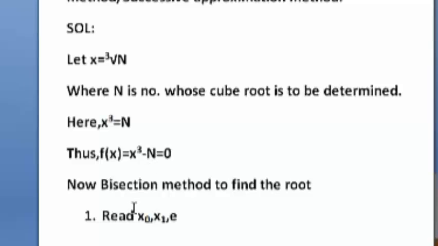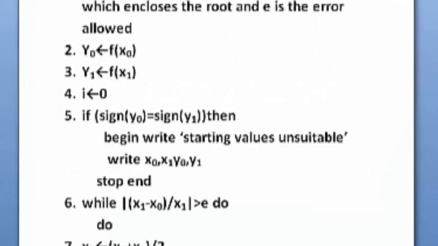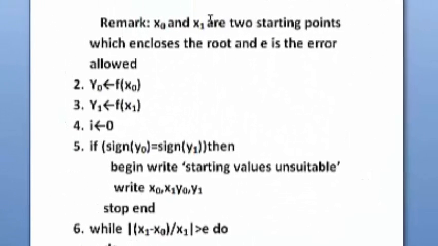The algorithm is as follows. First of all, read x0, x1 and e. Remark: x0 and x1 are two starting points which enclose the root, and e is the error allowed. Now put f of x0 in y0, then put f of x1 in y1, then initialize I to 0. Now check if the sign of y0 equals the sign of y1, then write starting values are unsuitable. Then write the values of x0, x1, y0, y1 and stop.